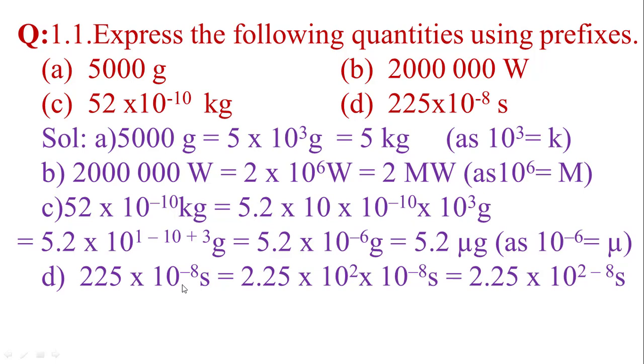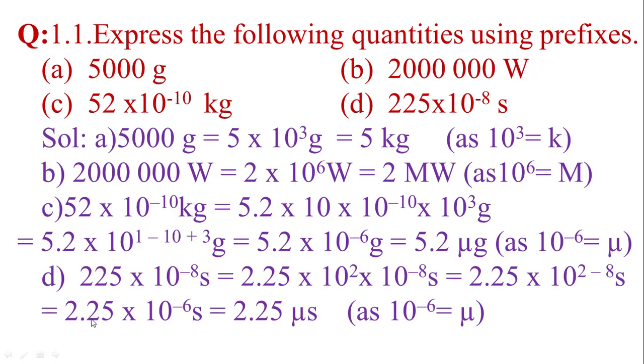In part D, 225 multiplied by 10 raised to power minus 8 second. The decimal place moves from this point to this point, getting two digits. It will be equal to 2.25 multiplied by 10 raised to power 2 multiplied by 10 raised to power minus 8 second. Adding both powers, 2.25 multiplied by 10 raised to power 2 minus 8. The answer will be 2.25 multiplied by 10 raised to power minus 6 second. We know that 10 raised to power minus 6 is equal to micro. Then the answer is 2.25 microsecond.